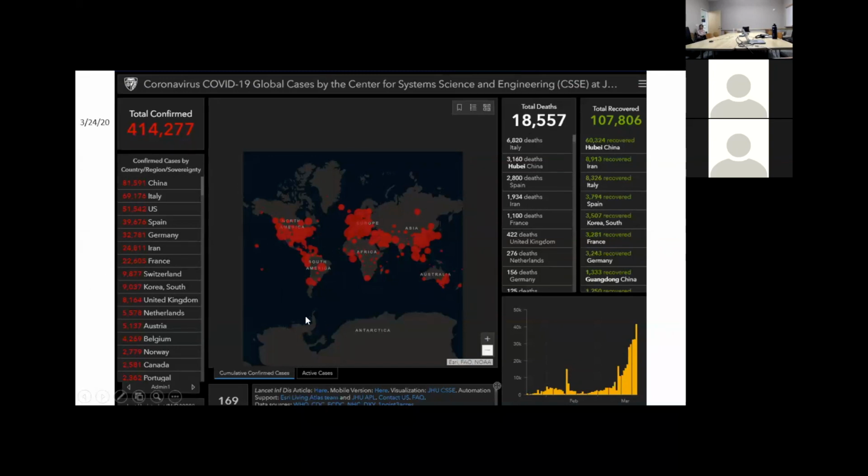And you can see the globe. This is something that's now a pandemic, and we'll go into that a little bit later. And then also this nice graph at the bottom that's updated daily. And this is really the basic epicurve of the coronavirus.